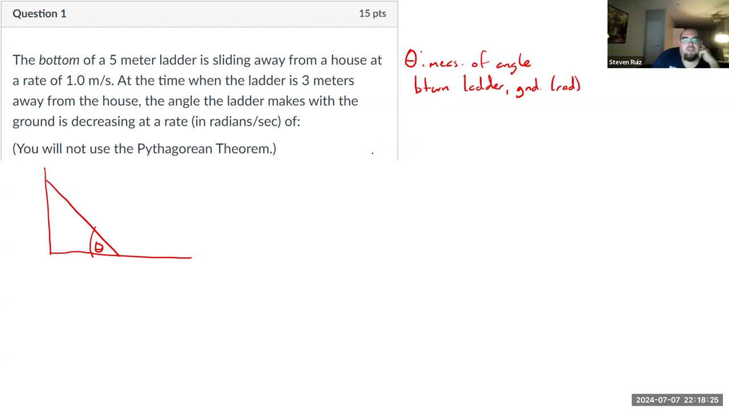So what other information are we being told here? We know how long the ladder is. I'll label this side as 5 meters. The ladder is not going to change in length, so we can label that as a constant. The bottom of the ladder is sliding away from the wall. Since we're given that rate, we're probably going to have to consider that distance. So let's call that a horizontal distance.